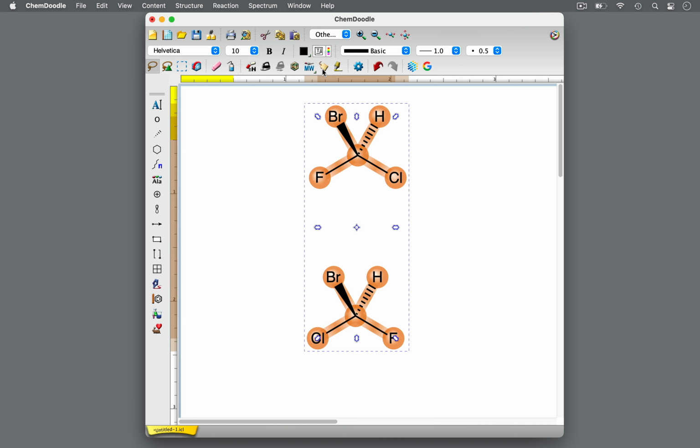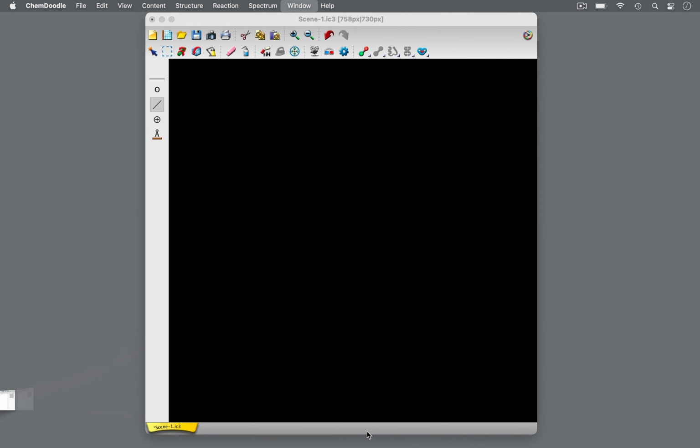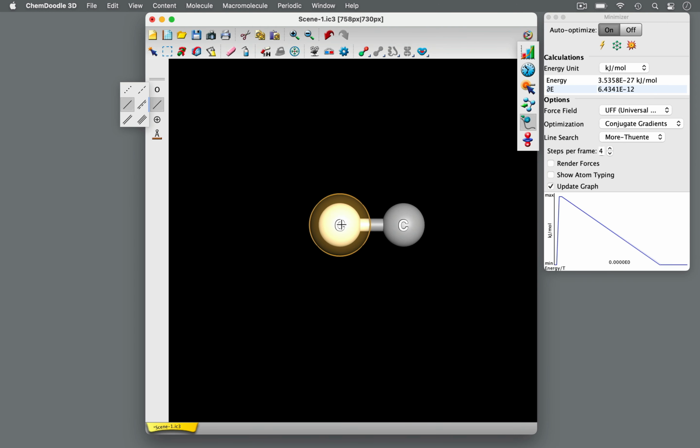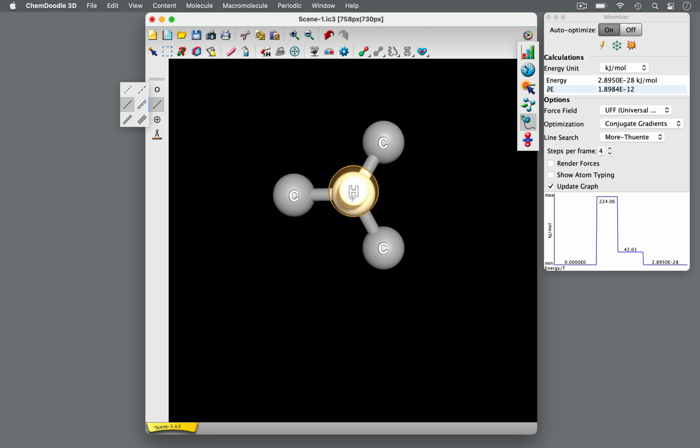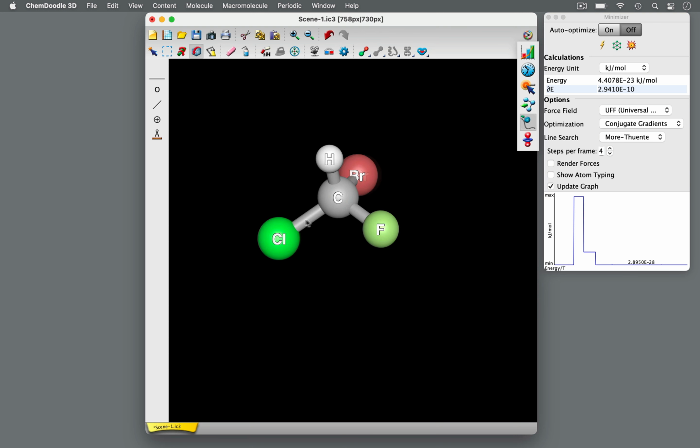They have the same atoms and connectivity. They are both bromochlorofluoromethane. The key is defining the chiral center, here the carbon with 4 different groups attached, as either R or S. To better visualize these molecules and the RS configuration, let's look at bromochlorofluoromethane in 3D. It has a tetrahedral molecular geometry, but which enantiomer is it?